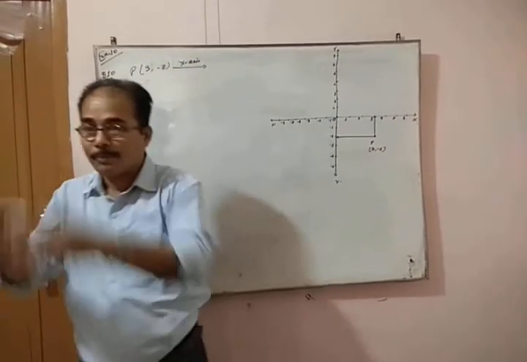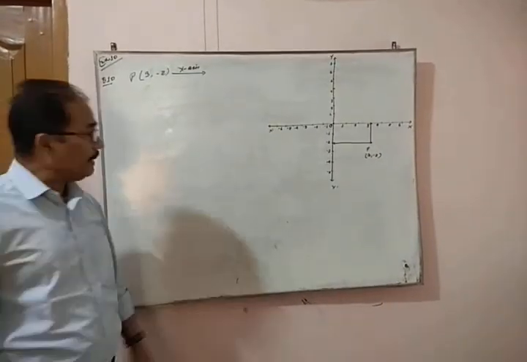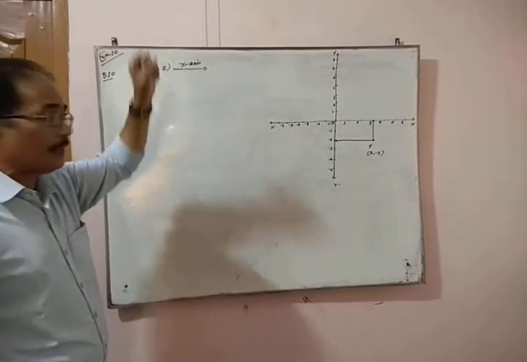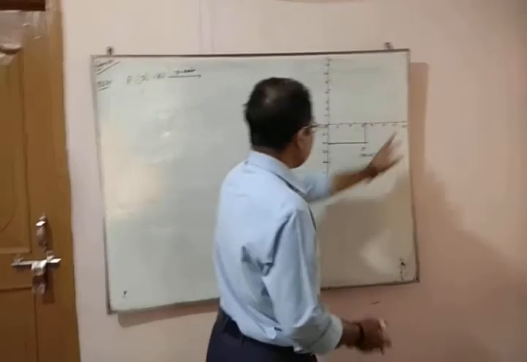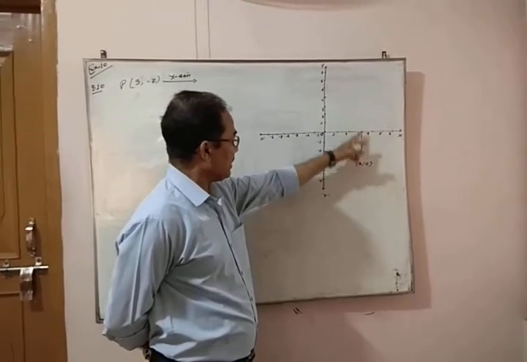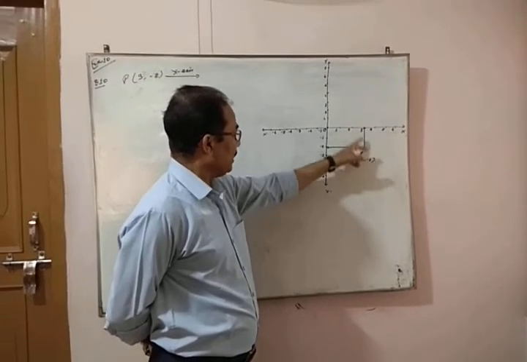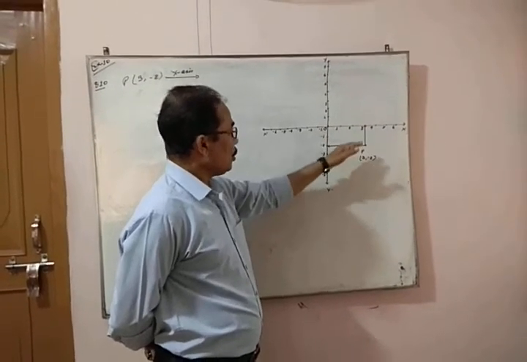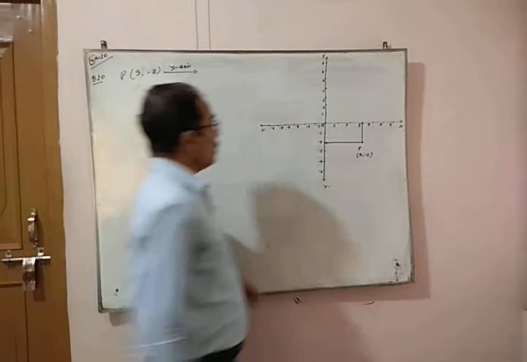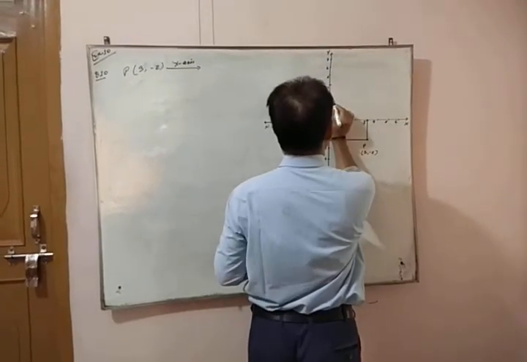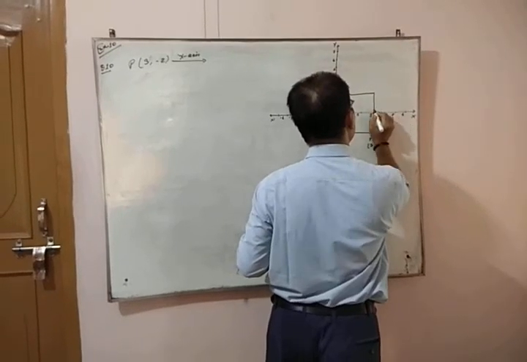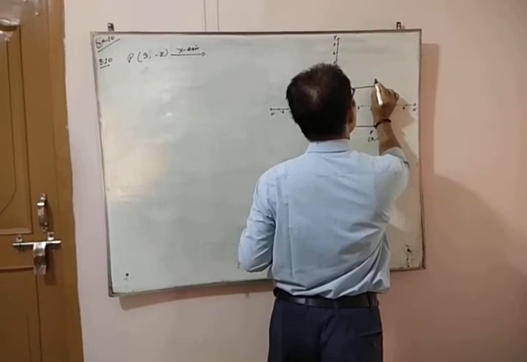Now, following the rules of reflection, you see how far the point P is from the x-axis, the line of reflection. This is your line of reflection, the x-axis, and this is the distance of the point P from the x-axis. This distance is 2 units. See that this is the distance. So the image of the point will be formed 2 units above the line. So this is your point P dash.